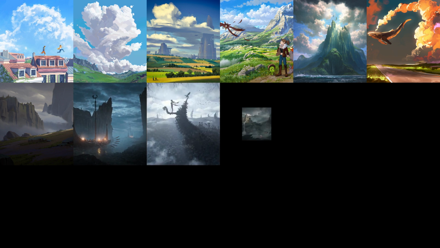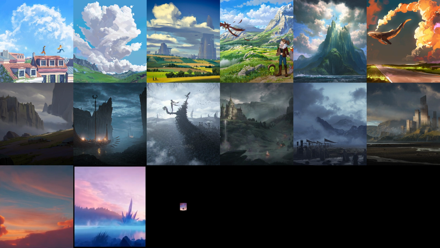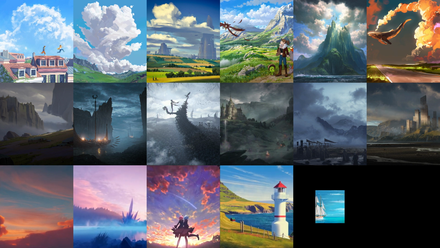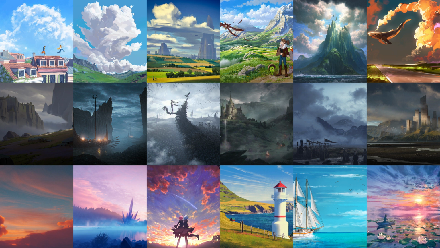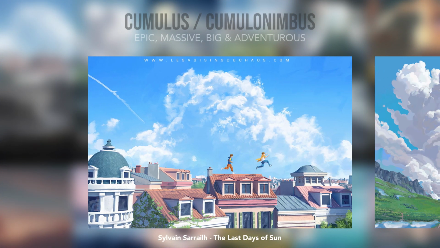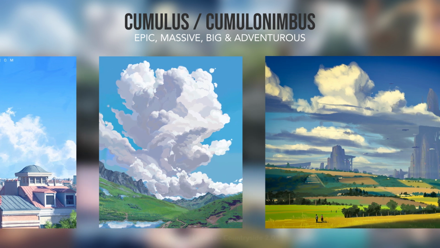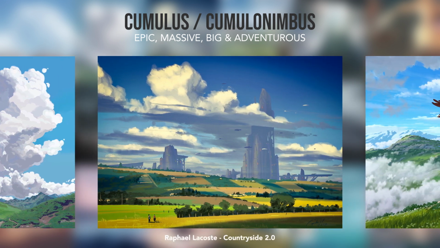Now that we've learned about the different types of clouds, I'm going to share how you can use this to enhance the storytelling aspect of your drawing. There are a lot of ways to effectively tell a story in your artwork. You can use colors, shape language, and composition, but surprisingly, clouds can also help enhance the storytelling aspect of your artwork. If you want your artwork to show how epic or how big or how massive something is, then cumulus and cumulonimbus clouds can help you convey this.